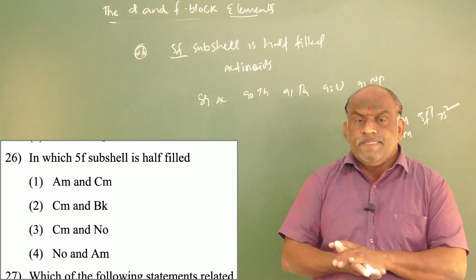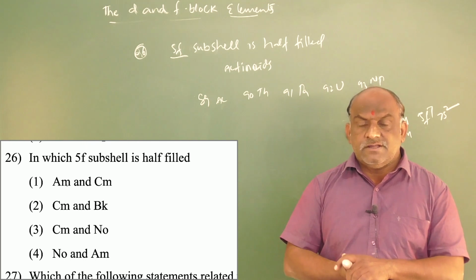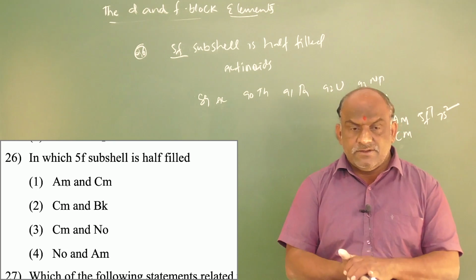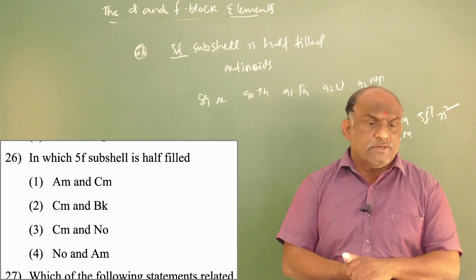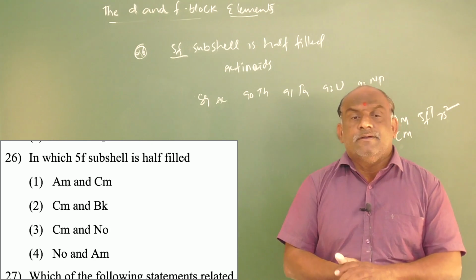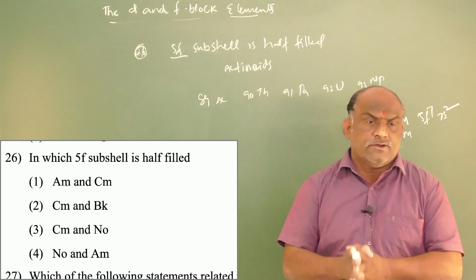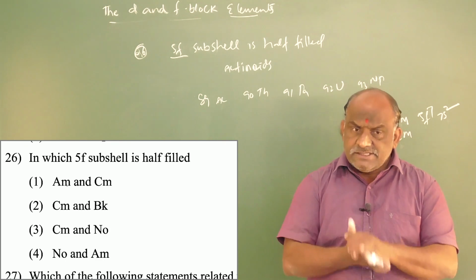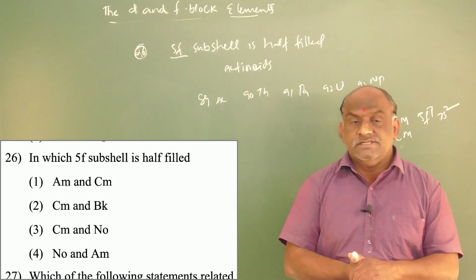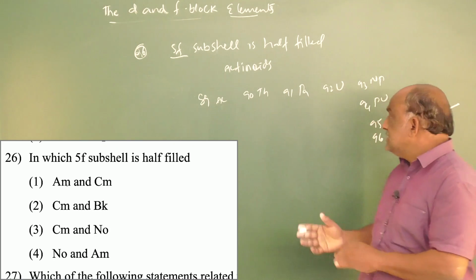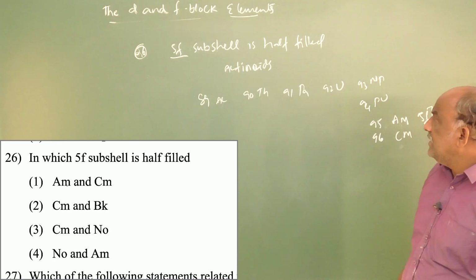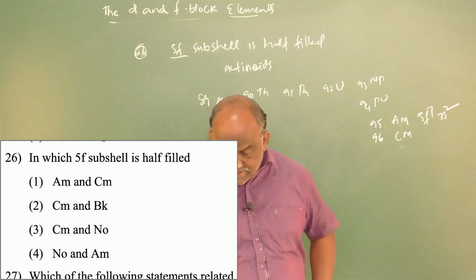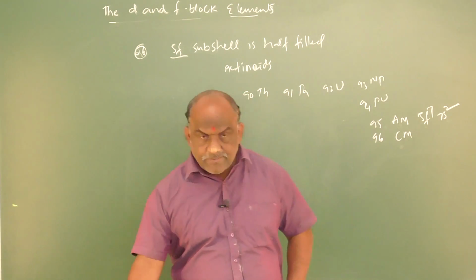In americium and curium, the 5f subshells are half filled. The remaining elements that were given, berkelium and others, do not follow that half filled electronic configuration of the 5f shell. So you should blindly revise this. Americium and curium are examples of half filled 5f configurations. So for question number 26, answer 1 is right, and the next one is question number 27.